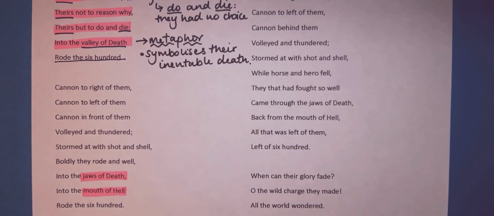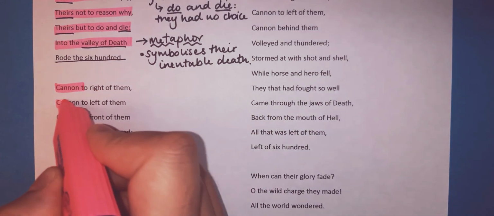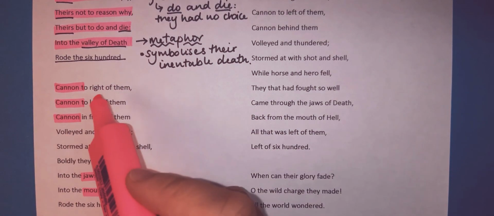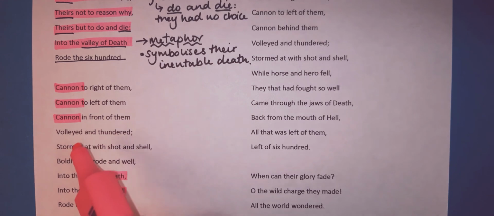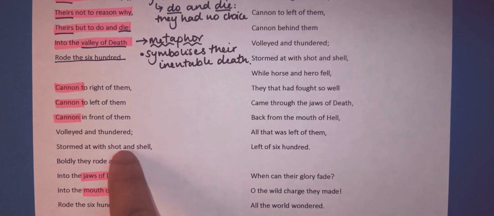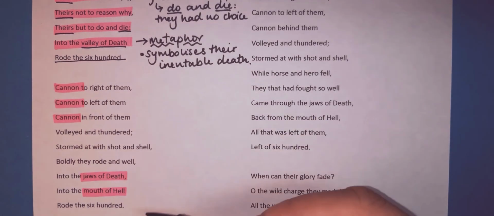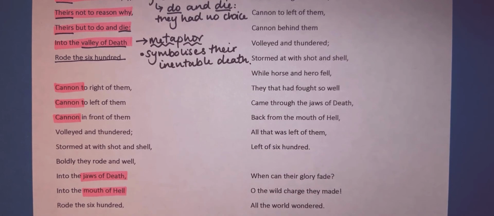But even before I try and analyze that, if we look here, there's repetition of cannon. Cannon to the right of them, cannon to the left of them, cannon in front of them. So they are really truly surrounded by death. And these metaphors at the end of the stanza further emphasize. So at the beginning of the stanza, they are surrounded. But at the end, they're being engulfed by that violence, and death is inevitable. So they're going to die. They're surrounded by it.